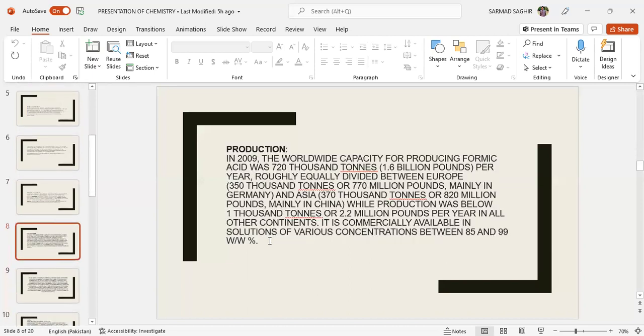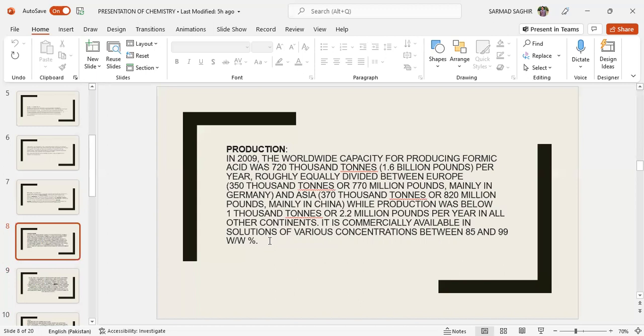Now we're going to talk about production of formic acid. In 2009, the worldwide capacity for producing formic acid was 720,000 tons, 1.6 billion pounds per year, roughly equally divided between Europe, 350,000 tons or 770 million pounds, mainly in Germany, and Asia, 370,000 tons or 820 million pounds, mainly in China, while production was below 1,000 tons or 2.2 million pounds per year in all other continents.